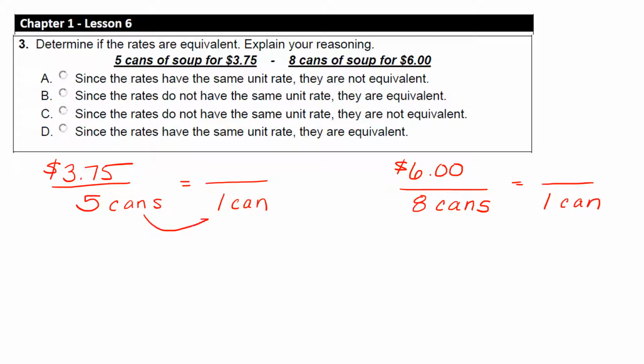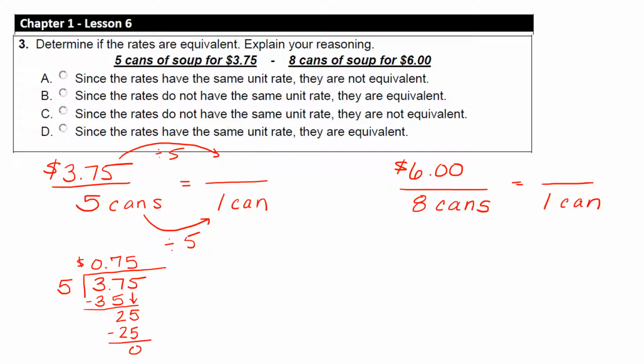So this requires us to divide by 5, divide by 5. So 375 divided by 5. 5 cannot divide 3. It can divide 37 seven times, which is 35. I subtract, I get 2. I bring down the 5. 5 is able to divide 25 five times, which is 25. And you have 0 left over. So the cost would be 75 cents a can.